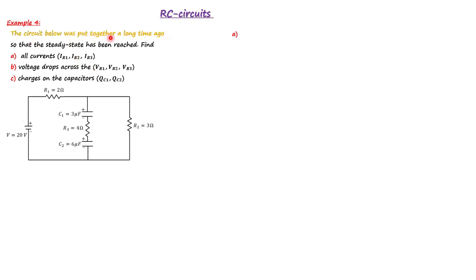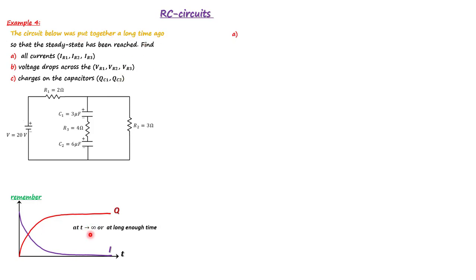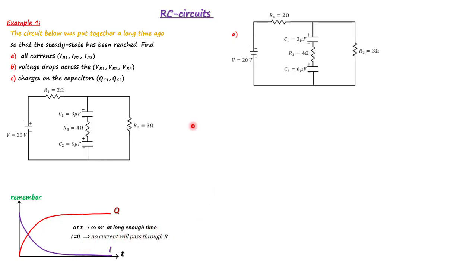The circuit below was put together a long time ago. That means these two capacitors are fully charged. Remember what happens when we have a fully charged capacitor. Let's have Q as a function of time and I as a function of time. When you have a fully charged capacitor at time t infinity, a long time, you have a maximum charge but zero current. So there will be no current passing through this branch. So this branch is blocked. This is the meaning of this sentence. So again, at long enough time, I is 0, no current passing through the resistor.